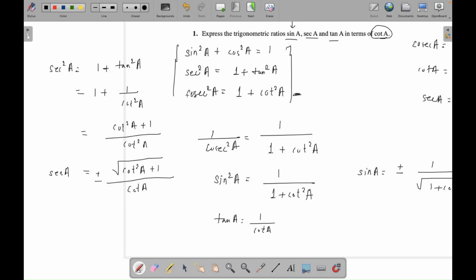Okay, because the ratios are positive when the angles are acute.